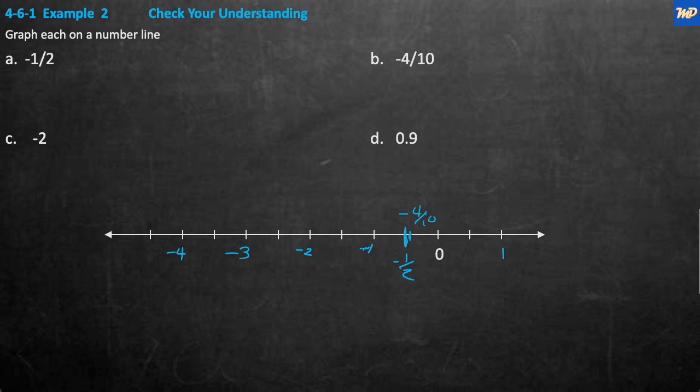The next one here is minus 2 or negative 2. Right here is negative 2. We're going to draw it right here. And it is negative 2. Negative 2 right there. And this is 0.9. Well, if 1 is out here and 0.5 is here, 0.9 has to be right up in here. Almost to the 1 point. So this is 0.9 graphed.